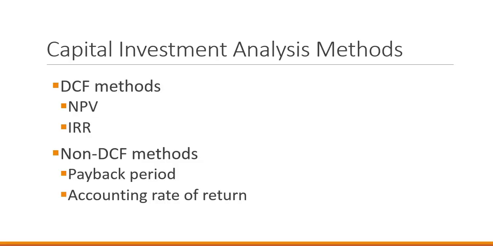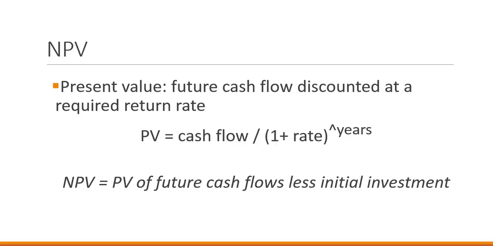We'll look at 4 methods of capital investment analysis: 2 relating to discounted cash flow, which are net present value and internal rate of return, and 2 methods which are not discounted cash flow based: payback period and accounting rate of return. Net present value is a formula that looks at the present value of future cash flows, discounting those back based on the number of years into the future they're expected, and an applied discount rate, the applied required rate of return on the project.